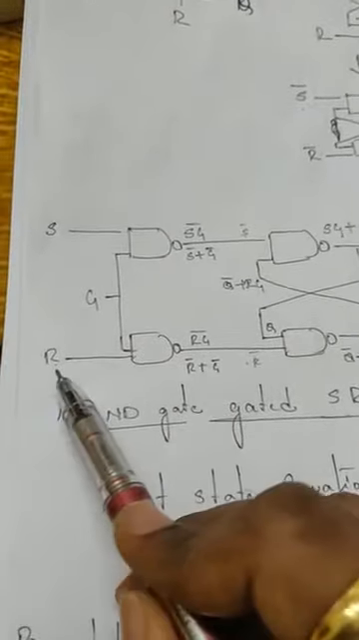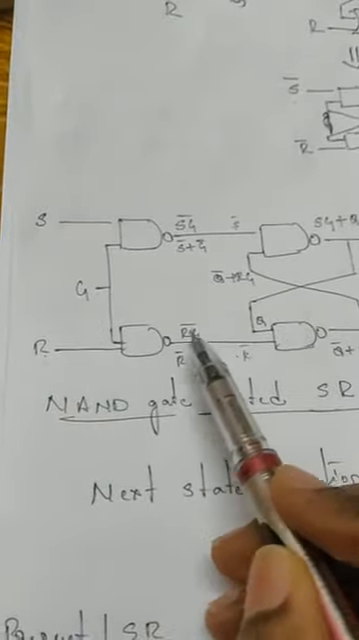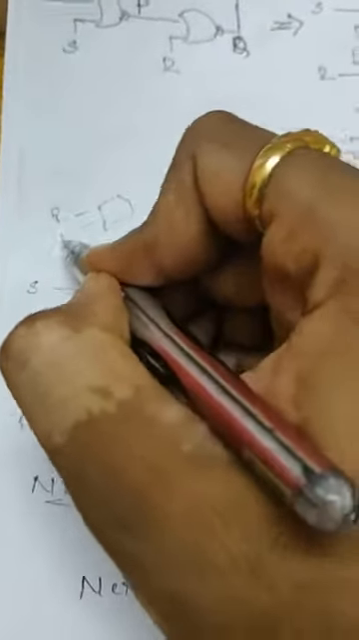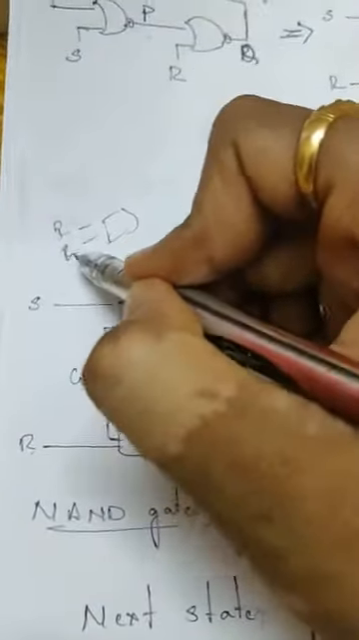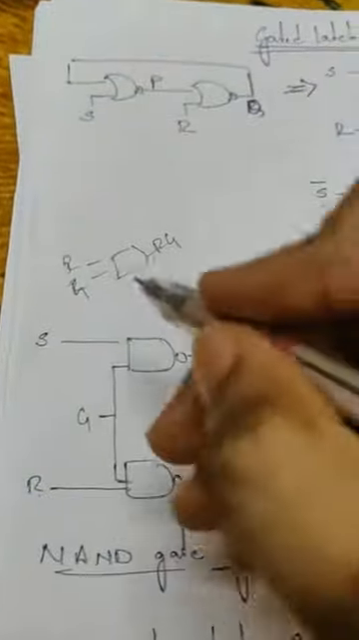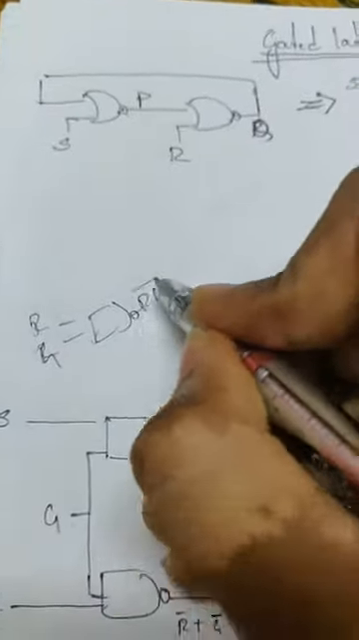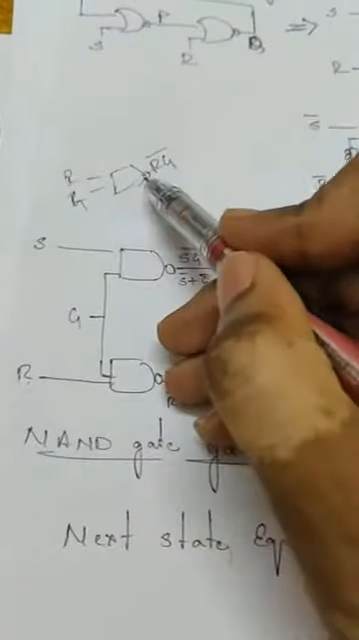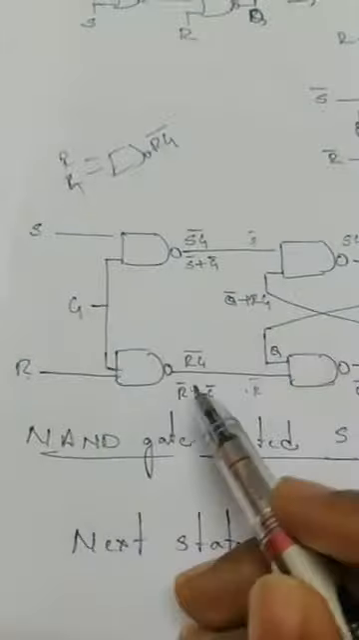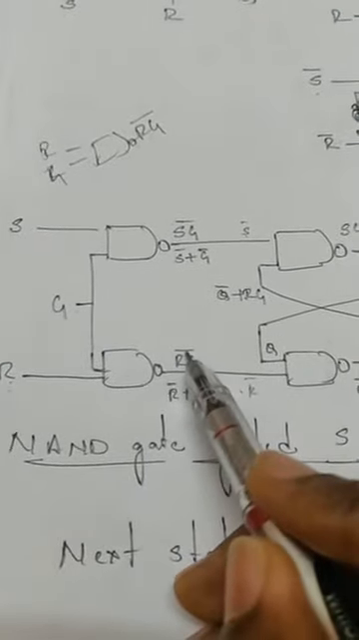NAND gate. What is R? What is G? When it comes here, what will it be? Rg. If it was an AND gate, it could be Rg, that's it. But as we have a bubble, we are supposed to put a bar. So first it was an AND gate, then it becomes a NAND gate, so I added a bubble, so I added a bar.